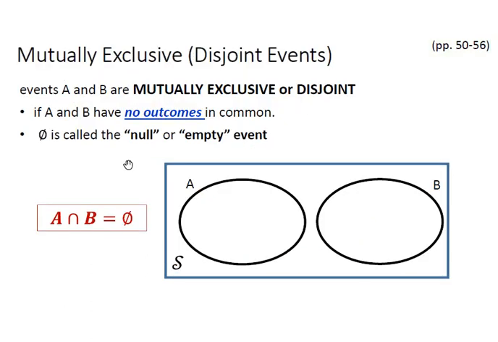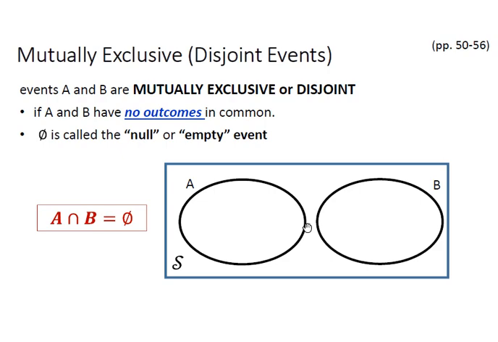But what are mutually exclusive or disjoint events? Events A and B are mutually exclusive or disjoint if A and B have no outcomes in common. It means the intersection of A and B is empty or null. You can see that they don't have any outcomes in common.